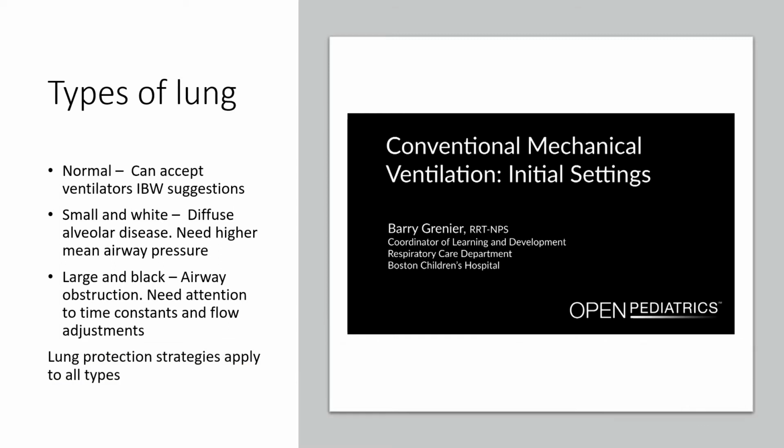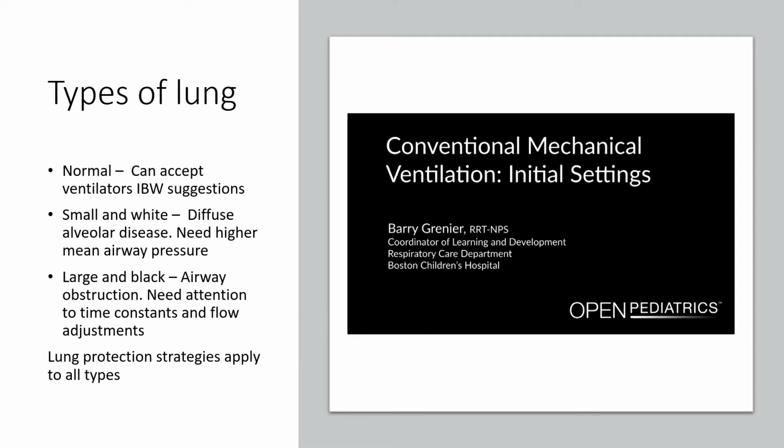Small and white lungs are what you get with diffuse alveolar disease, such as ARDS, and pulmonary edema and the like, and these conditions require a higher mean airway pressure to maintain oxygenation. The large and black lungs usually have some sort of airway obstruction, so for our practice, asthma and or bronchiolitis, and you need to pay a lot more attention to time. So how long is the I time, how long is the expiratory time, what's the respiratory rate, and you need to manipulate these to maximize expiratory time.